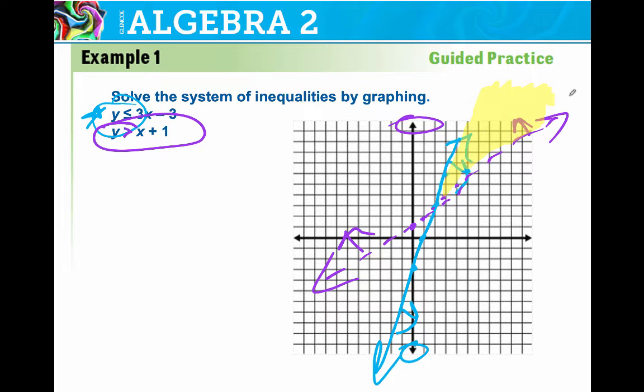Origin works for one, but again, we're looking for the ones that work for both. Actually, I think the origin fails both. 0 is less than negative 3? 0 is greater than 1? Origin fails both of them. I think I'm pretty good.